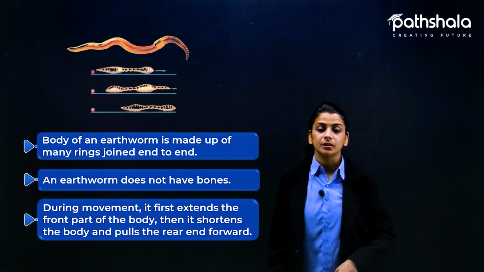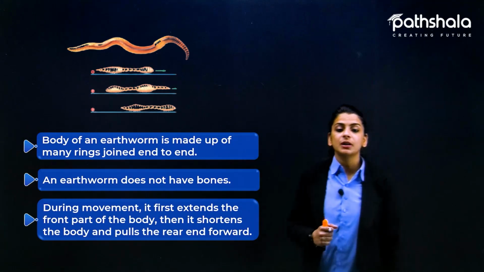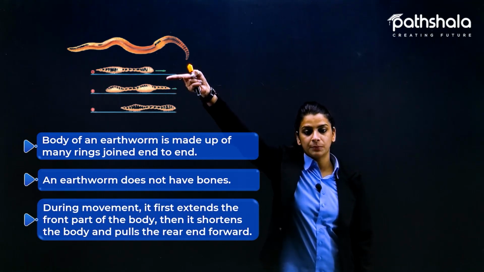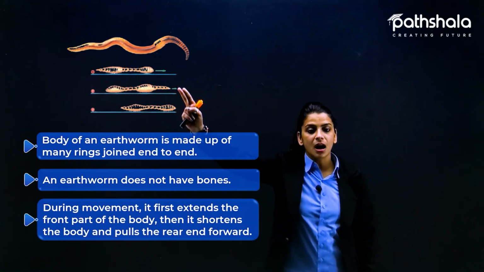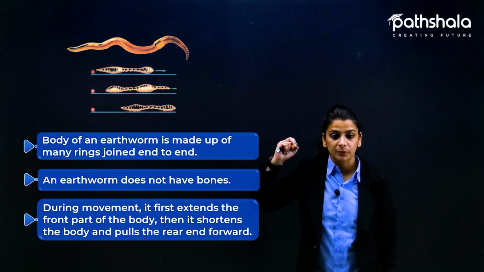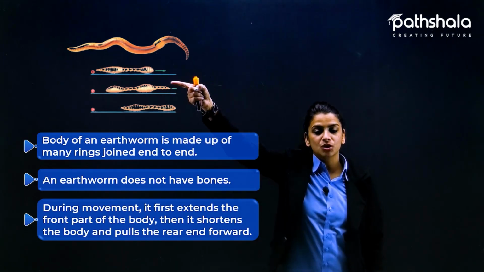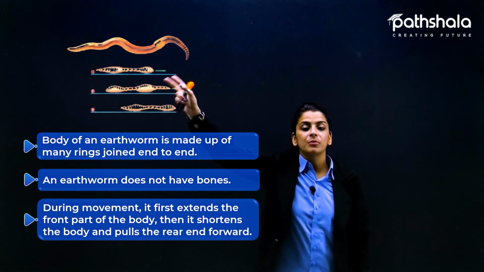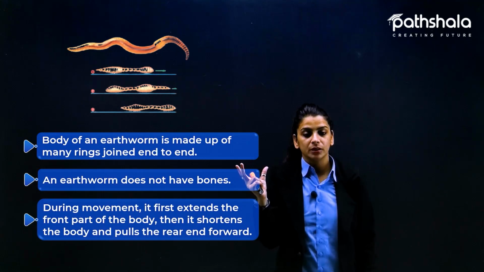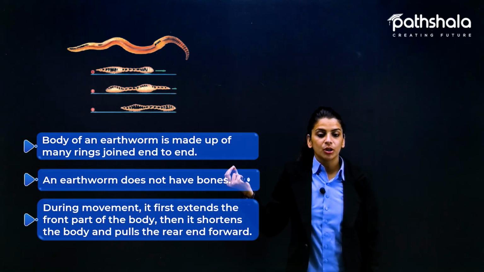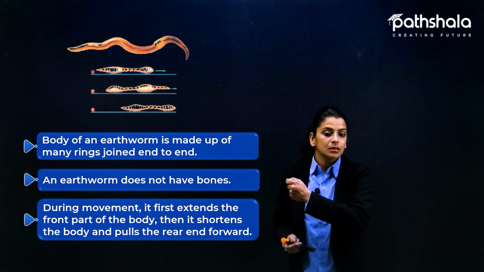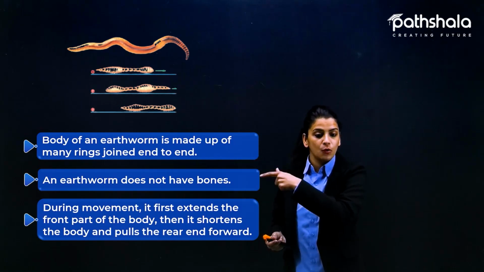Now during movement, it first extends the front part of the body. See in the first picture, for example, these are the printed images of the earthworm on a blotting paper. In the first one, as you can see, the earthworm first extends its front body. It first extends the front body, means pushing its body forward.